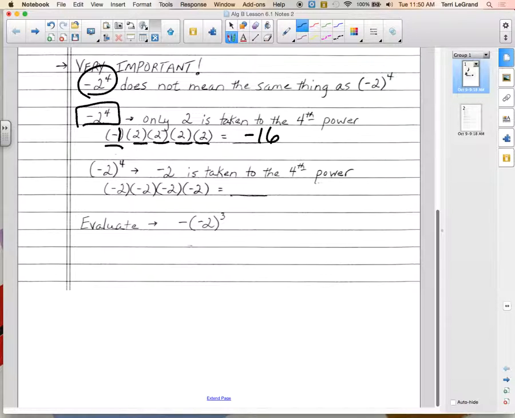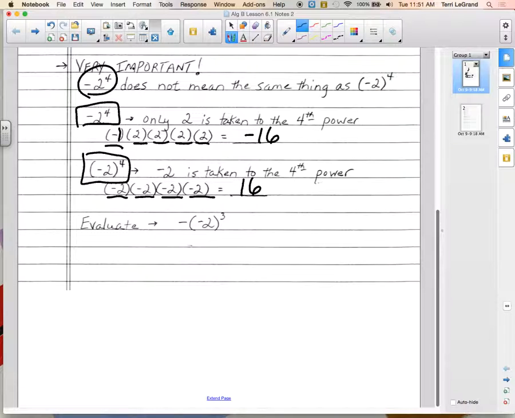Now if I put that negative sign inside parentheses with the 2 and take that to the 4th power, that is saying take negative 2 times itself 4 times. Well, a negative times a negative is positive, positive times another negative is negative, negative times another negative is positive. And 2 times 2 times 2 times 2 is 16, so it's a positive 16. What did I do? Not the same thing, is it? When we do it this way versus this way, we don't get the same value.